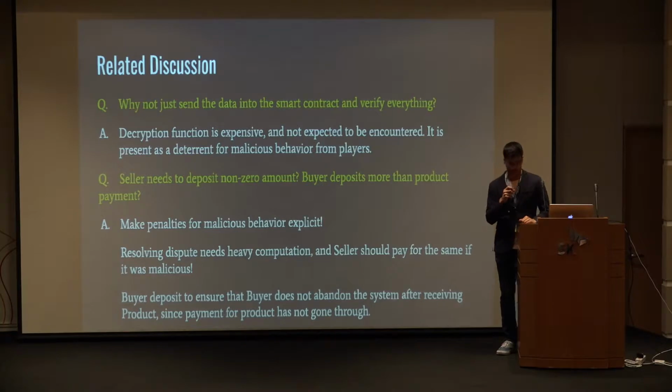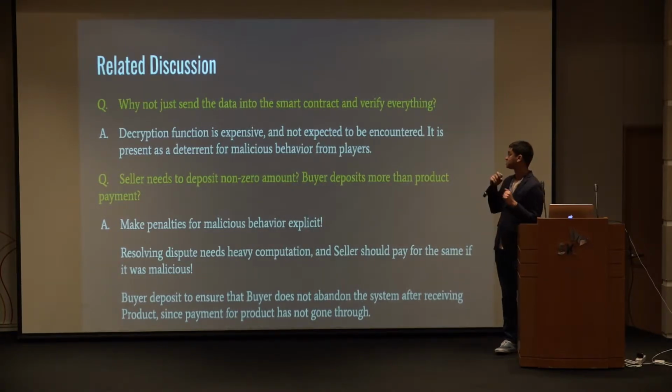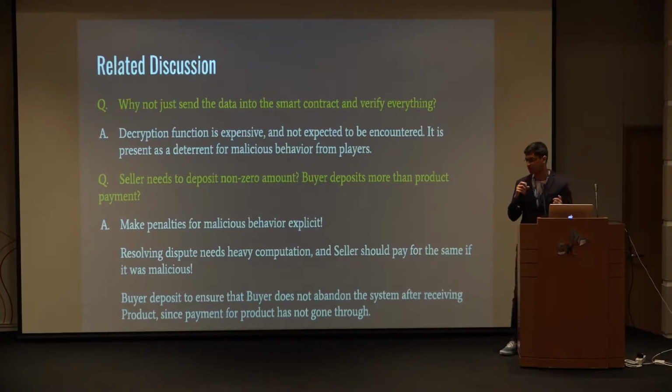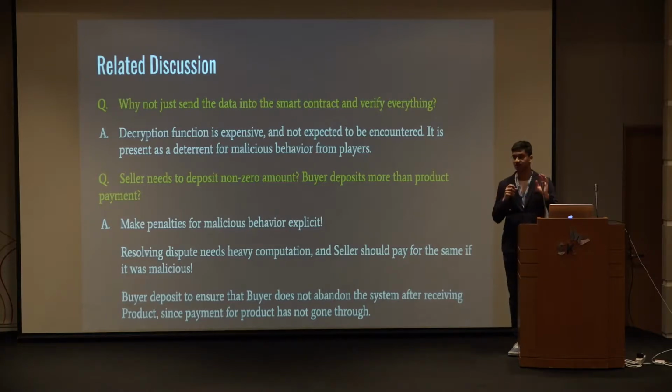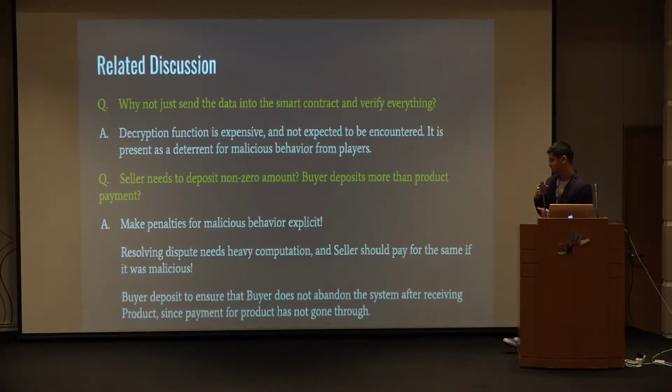One question that's important is, why don't we just send all the data into the smart contract and just verify everything? Why do we need to do anything off chain? Well, the answer is that doing decryption on chain is very expensive. It exists as a deterrent for malicious sellers, but this function is not expected to be used. Although it must exist, because if something goes wrong, you actually need to do this.